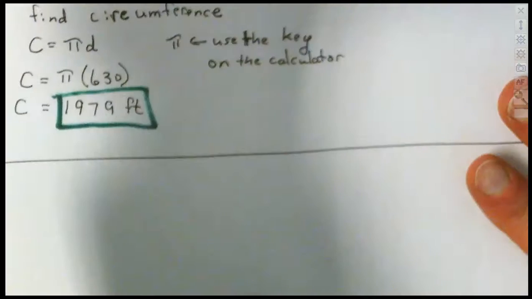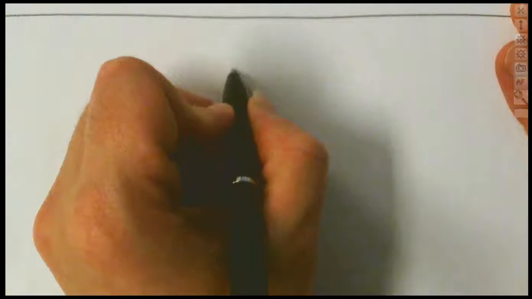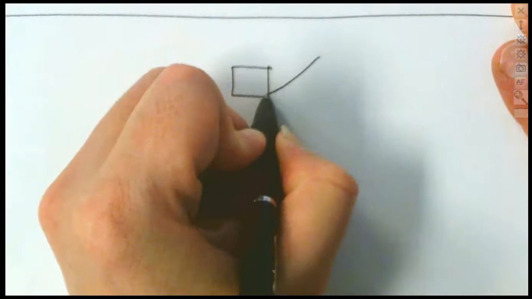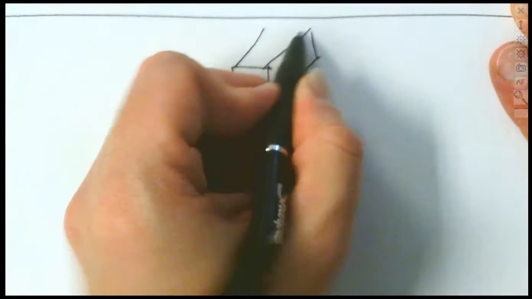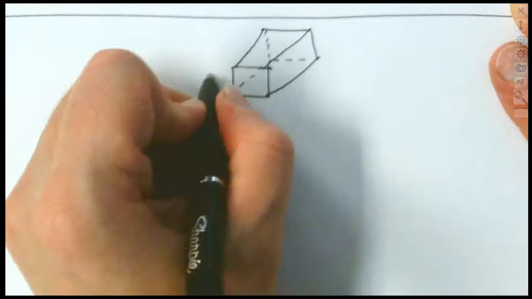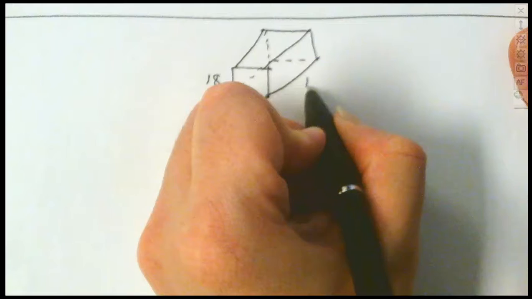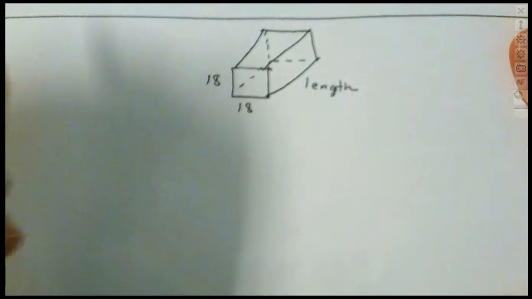Okay, so they give you a lot of extra information that we really don't need. What they give you is we know that this box is 18 inches around. So here's our box. This is 18 and 18. And this is the length, and we don't know what it is. So that's what we have to find.